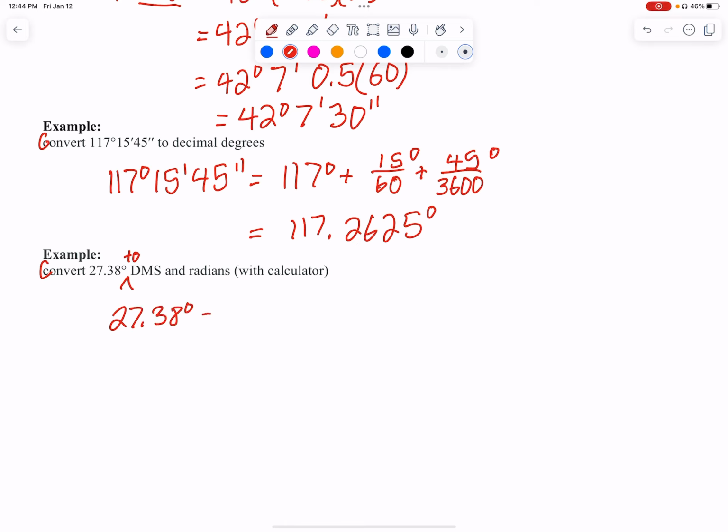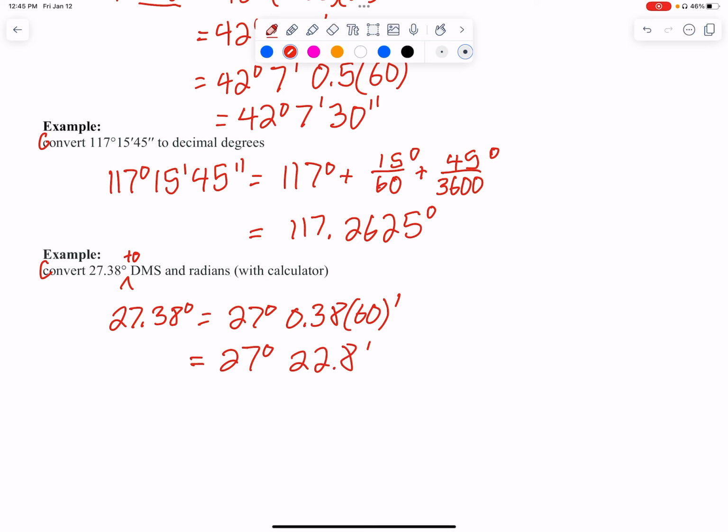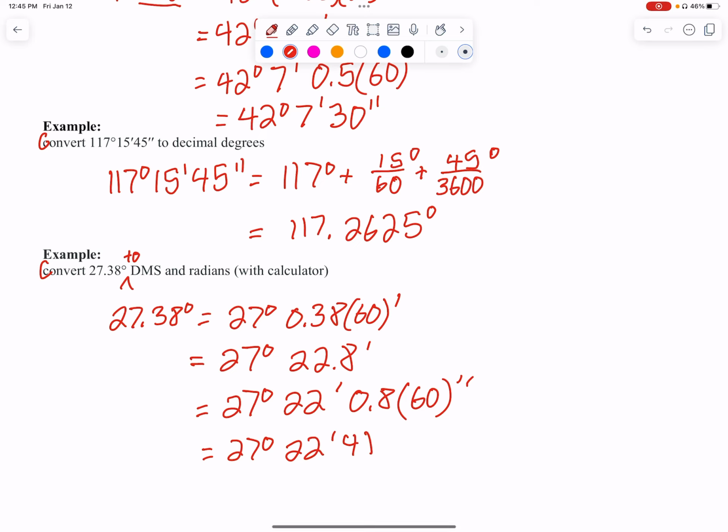27.38 degrees is 27 degrees, and then the fractional part of 60 minutes. All right, plug that in your calculator. You get 27 degrees, 22.8 minutes. All right, again, we don't want a decimal there. So I'm going to go 27 degrees, 22 minutes, and 0.8 fractional part of 60 seconds in that minute. Okay, that ends up being 27 degrees, 22 minutes, and 0.8 of 60 is 48 seconds.